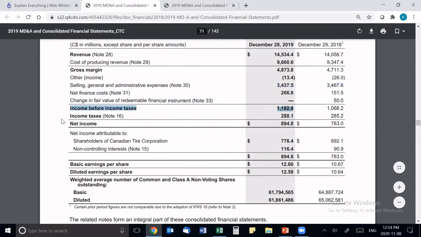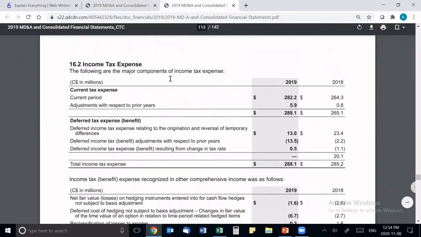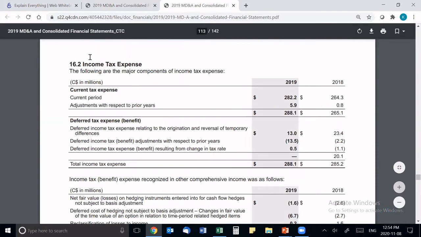What I'm going to teach you today is how to figure out this income tax expense. Okay, so there's income tax expense of 288 here, which makes your net income down to 894. So what we're going to do in Chapter 18 is figure out how we get to these income taxes. And if we look at Note 16 of Canadian Tire's financial statements, Note 16 is splitting up and explaining where this income tax expense came from.